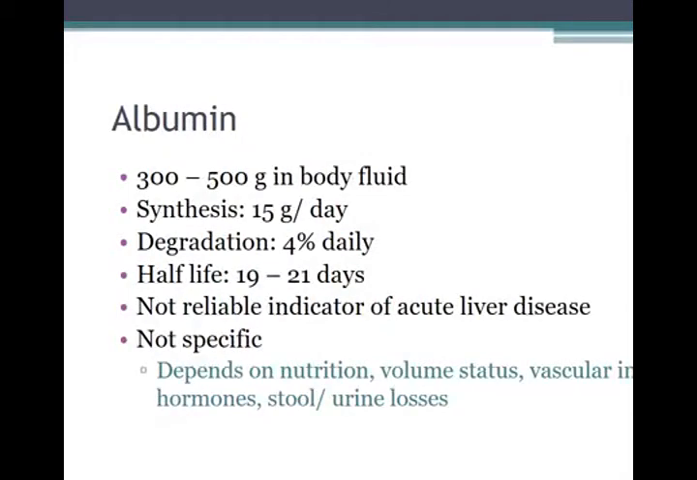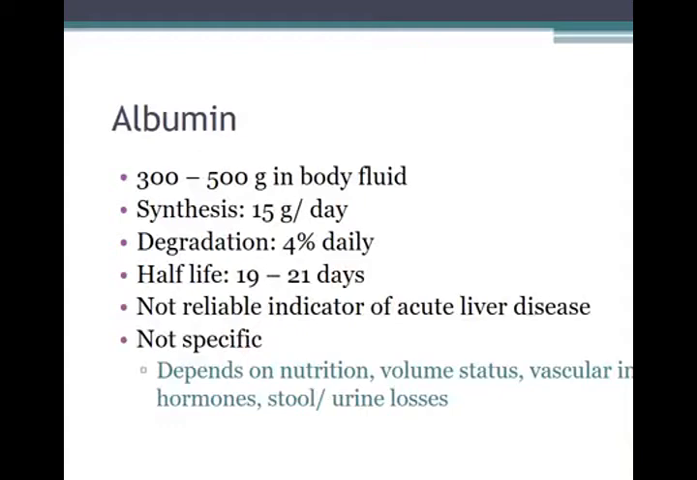Similarly, albumin is also synthesized in the liver. It is 300 to 500 grams in body fluid. Around 15 grams of it is synthesized daily, and its half-life is up to 21 days. So it may not be a good marker for an acute liver disease, but in cases of chronic liver disease, especially those patients who are suffering from chronic liver disease secondary to hepatitis or some metabolic diseases, the albumin level is a clear-cut marker of the synthetic function of the patient.